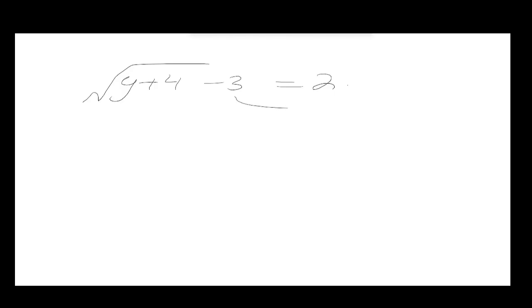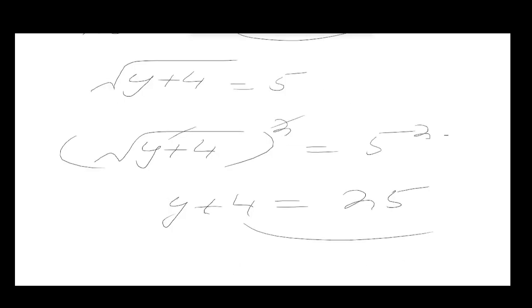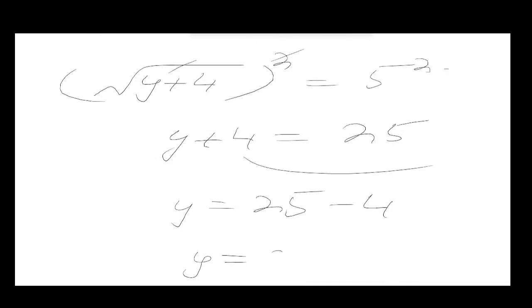Firstly, this 3 will be gone to the right. So we can just write the radical of y plus 4 is equal to 2 plus 3. So what is 2 plus 3? That is 5. So now we are going to proceed with our steps. We are going to take the square on both sides. So we can write the radical of y plus 4 whole squared is equal to 5 squared. So 5 squared is 25, and then the square is cancelled with the root, so we can write y plus 4. So now the 4 will be gone to the left, so y is equal to 25 minus 4, and that leaves us with 21. So 21 will be our final answer.